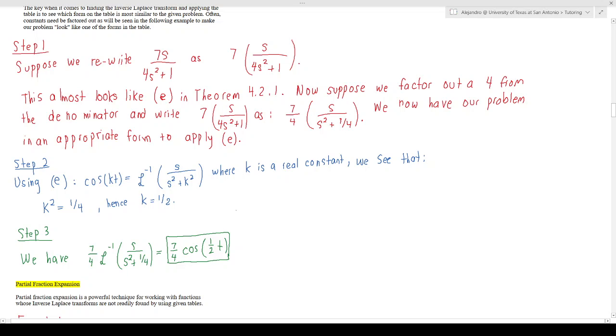You always want to get your problem in a form that matches the table. It's not always going to be in a direct form that you can plug in immediately. Sometimes you have to fix it by factoring numbers out and trying different things to see how you can put it in one of the forms that is given in the table.